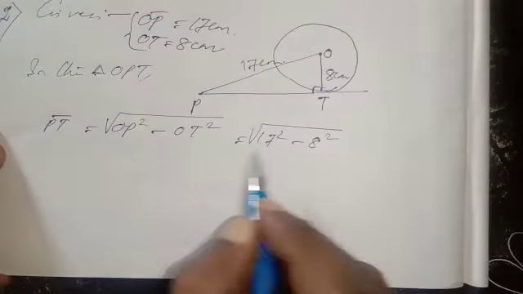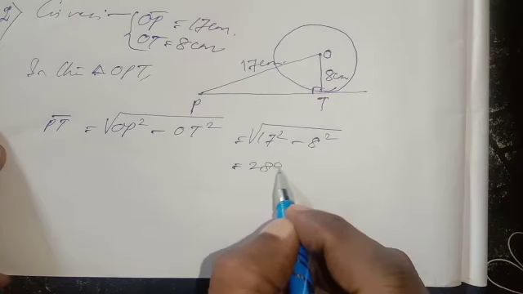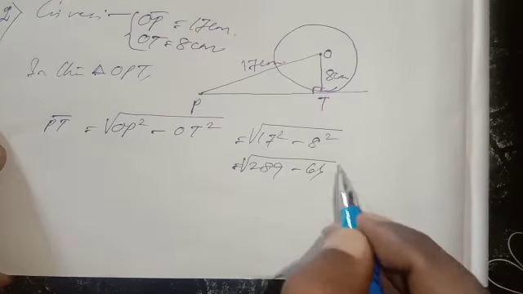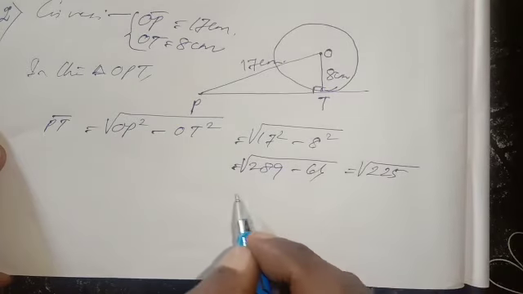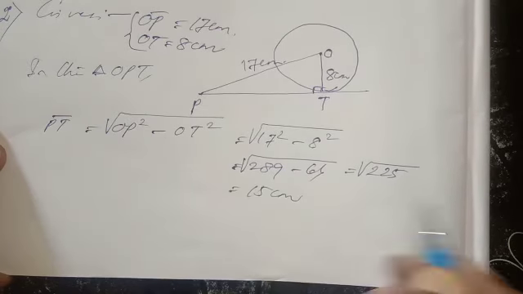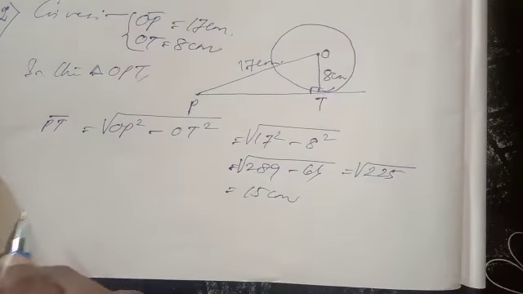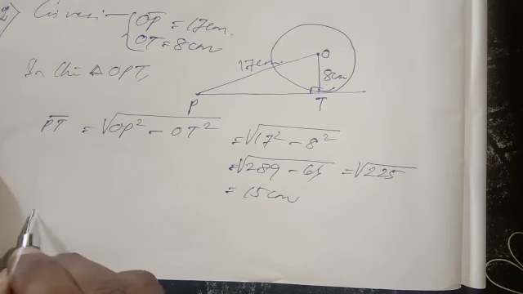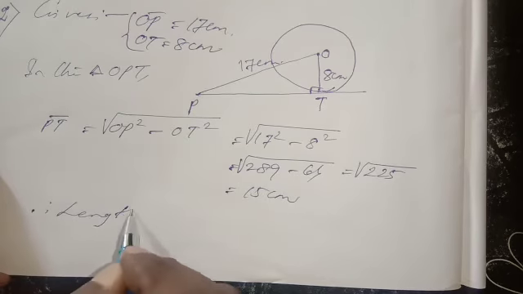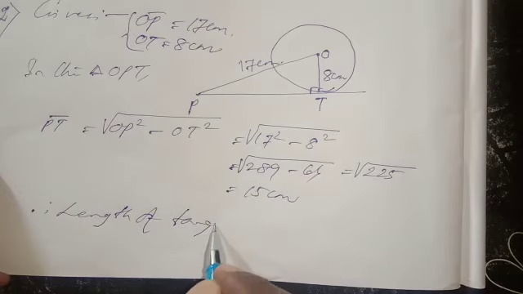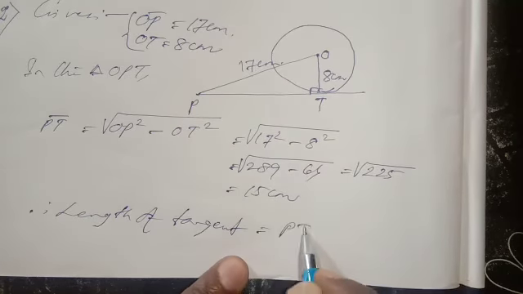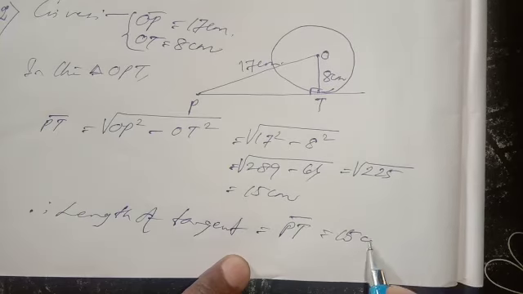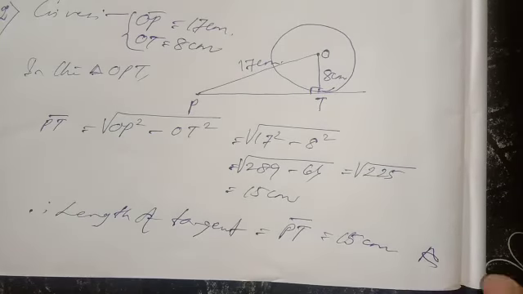By using Pythagoras theorem, 17 whole square is 289 minus 64. It is coming root over 225, which is equal to 15 centimeter. Root over 225. Therefore, the length of the tangent PT is equal to 15 centimeter. Question number 1 of the exercise complete. Let us go to the next question.